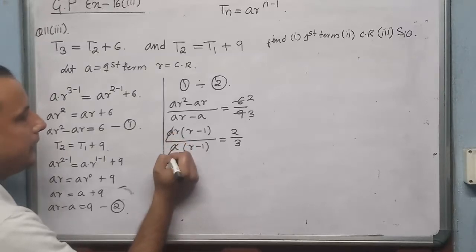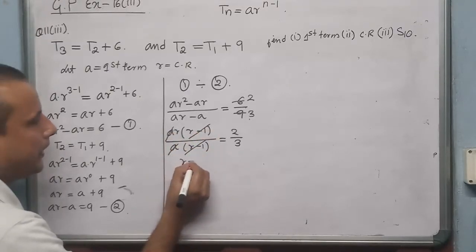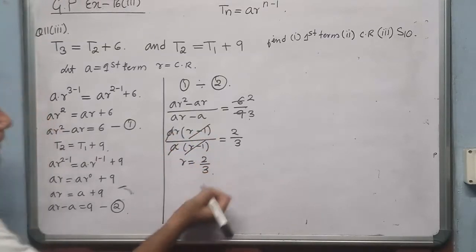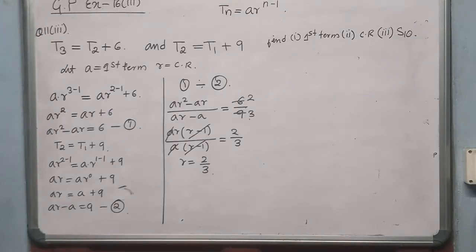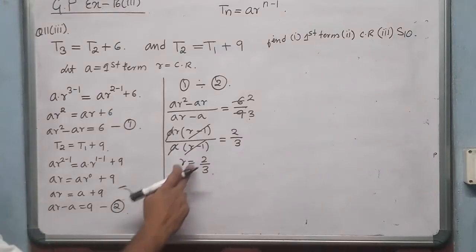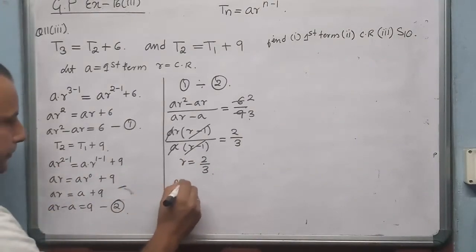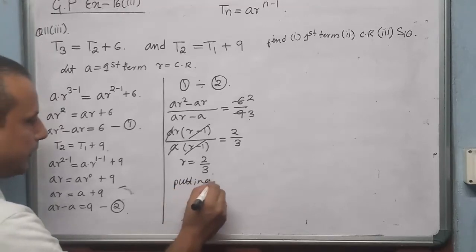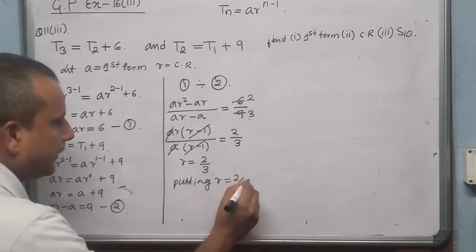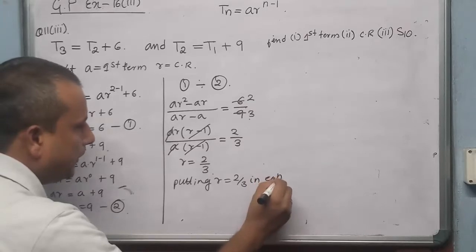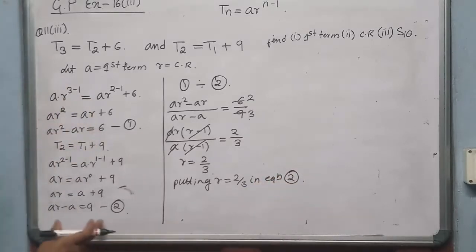So that a gets cancelled, these two quantities get cancelled. Now then r is equal to 2 by 3. Now this is the second answer, the common ratio. Now then I'll substitute the value of r equal to 2 by 3 in any one of the equations, putting r equal to 2 by 3 in equation 2. So it's a little bit easy one.